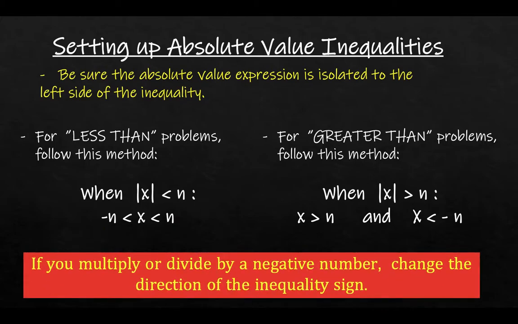The last thing that we have to remember is that the original rule that we had about solving inequality still holds when there's an absolute value in the inequality. So that means that if we happen to divide or multiply by a negative number, it's still important to change the direction of the inequality sign.